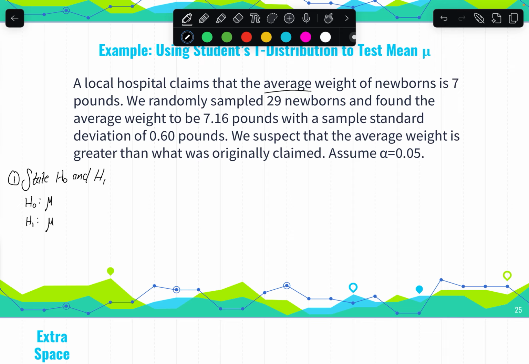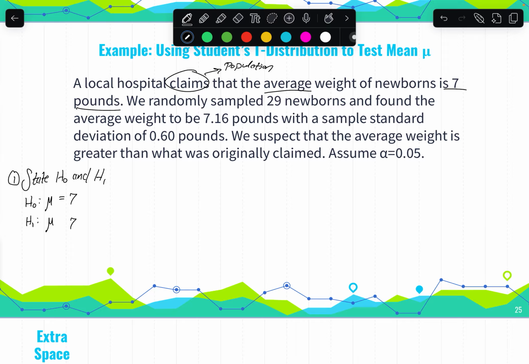Okay, what is the claim for the population mean? Whenever we see that claim statement, everything in it is related to the population. That is going to be an average weight of 7 pounds. So the null hypothesis, or what is claimed originally, is that it is equal to 7 pounds. And now we have to figure out what kind of test we are doing.